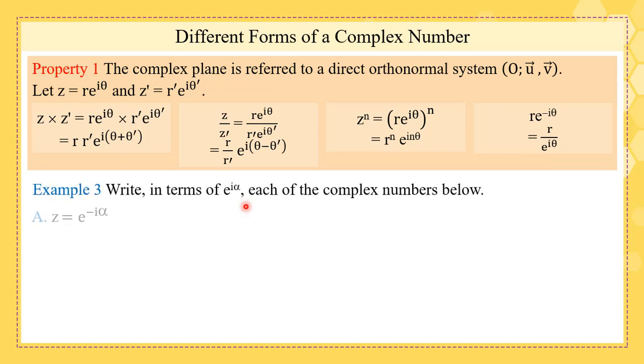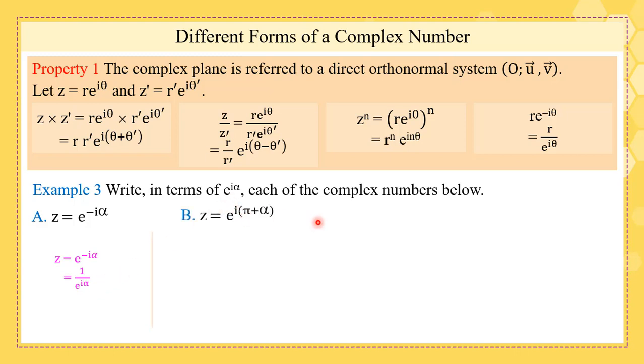Well, let's see this example. We need to write it in terms of e^(i alpha). This is what we have. So to remove this minus, we put it in the denominator, and this is what we get. Pay attention to the question. We need to write it in terms of e^(i alpha).